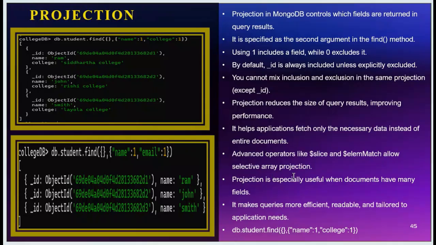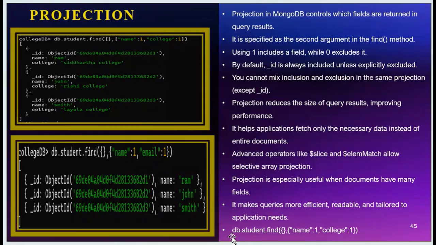Advanced operators like slice and element match allow selective array projection. Projection is especially useful when documents have many fields. It makes queries more efficient, readable, and tailored to the application needs.